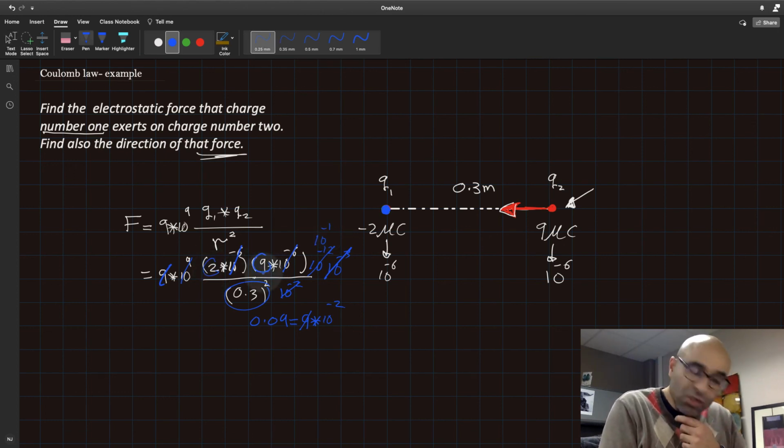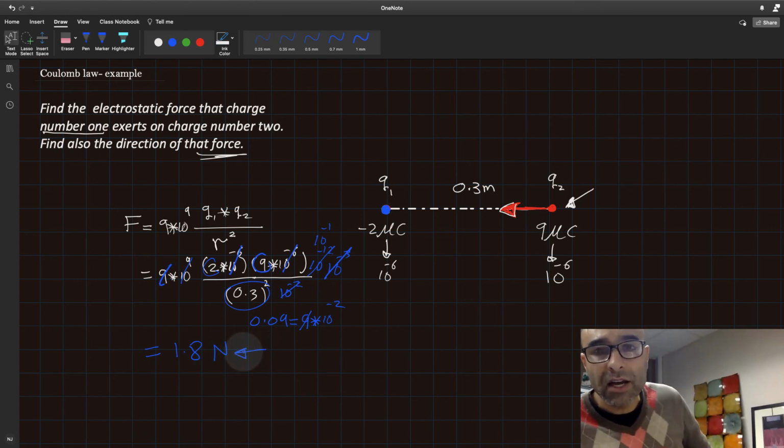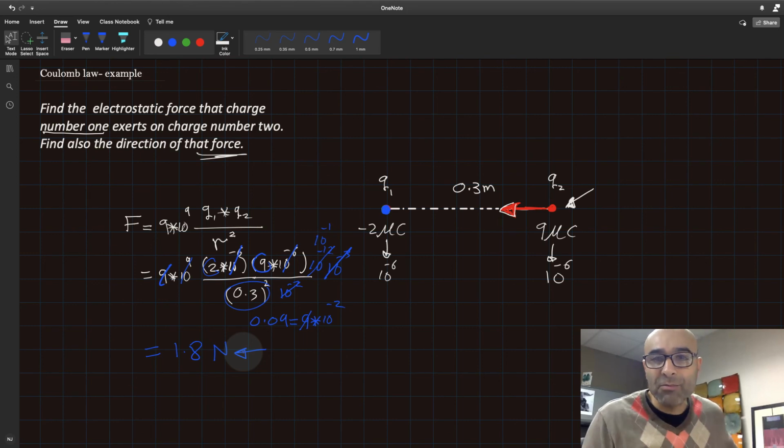2 times 9 is 18, times 10 to the minus 1, so the whole answer reduces to 1.8 Newton, and that's it. And you can put just a little arrow here as an indication of the direction. That's it for this problem. Thank you.